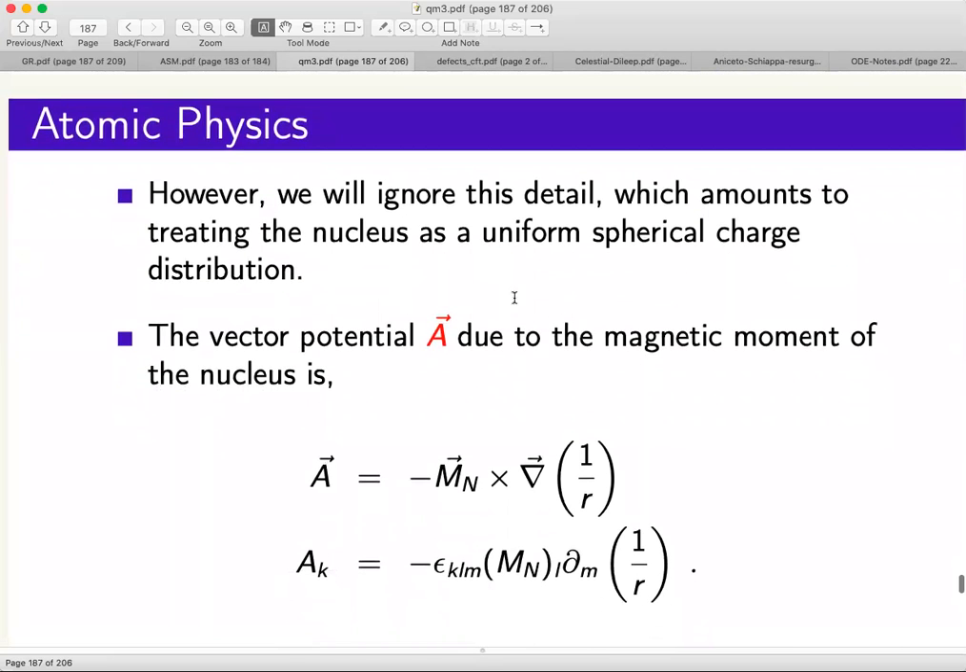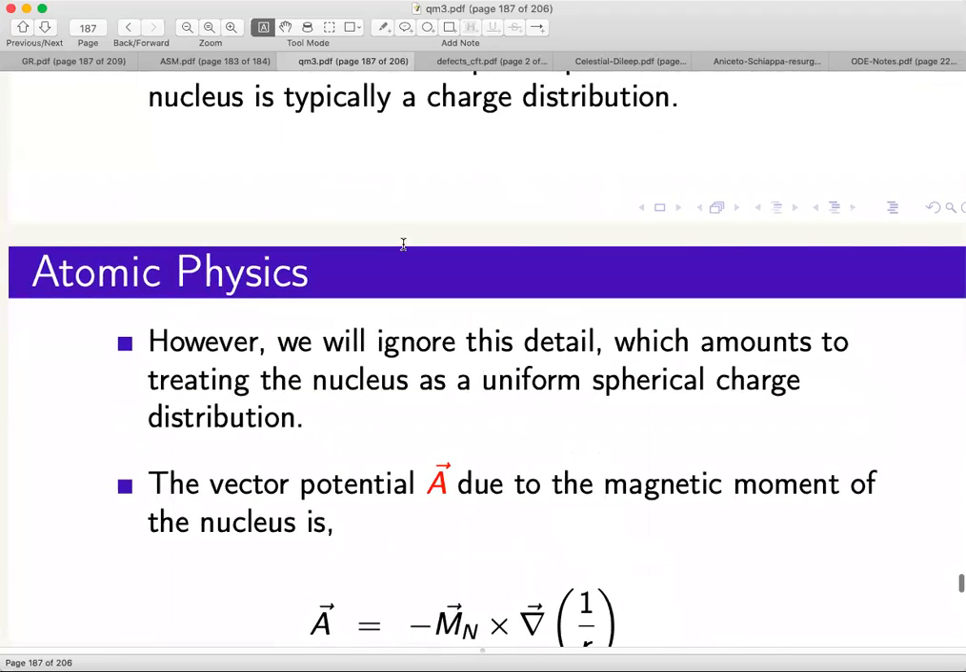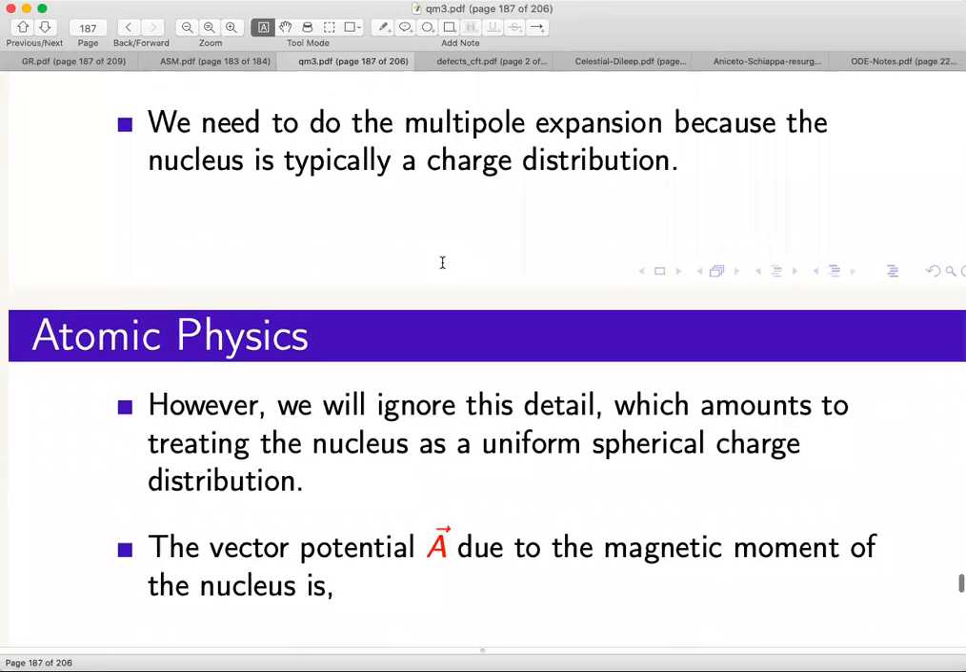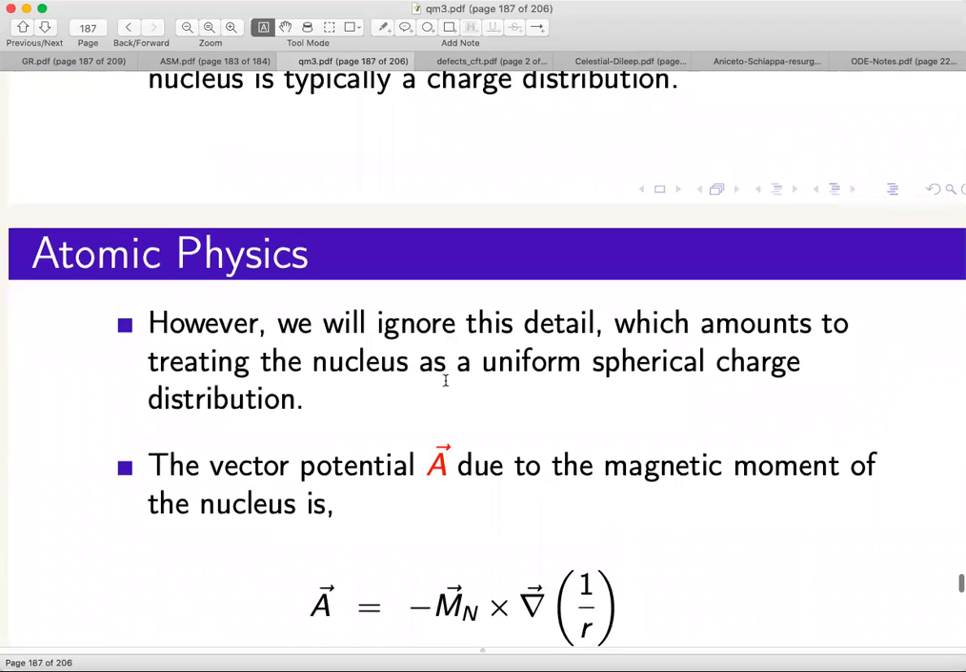So as I said, although it should really be treated as a multipole expansion by assuming some charge distribution, we really ignore this detail, because that would be a much more complicated computation and most probably not relevant for an electron, which is not able to resolve the charge distribution of the nucleus.